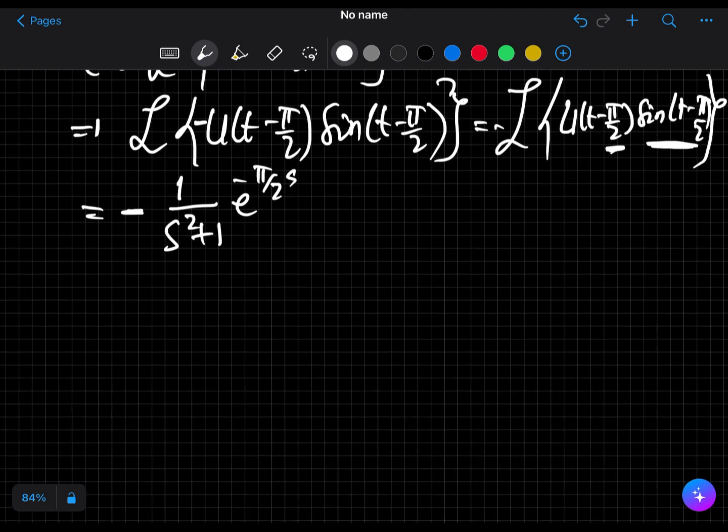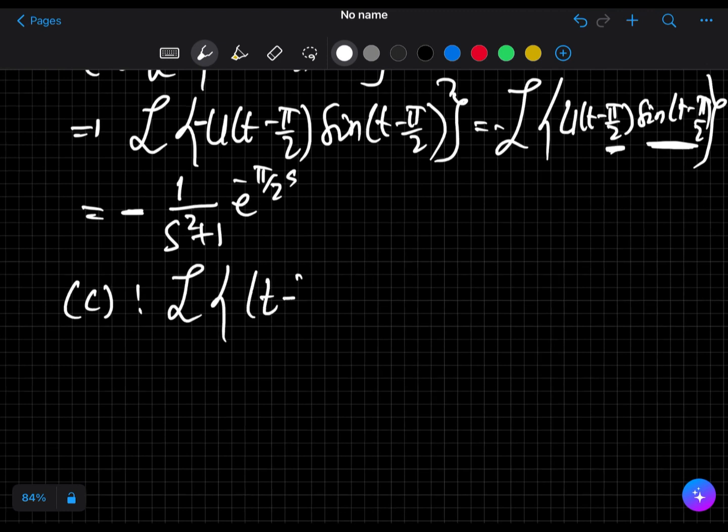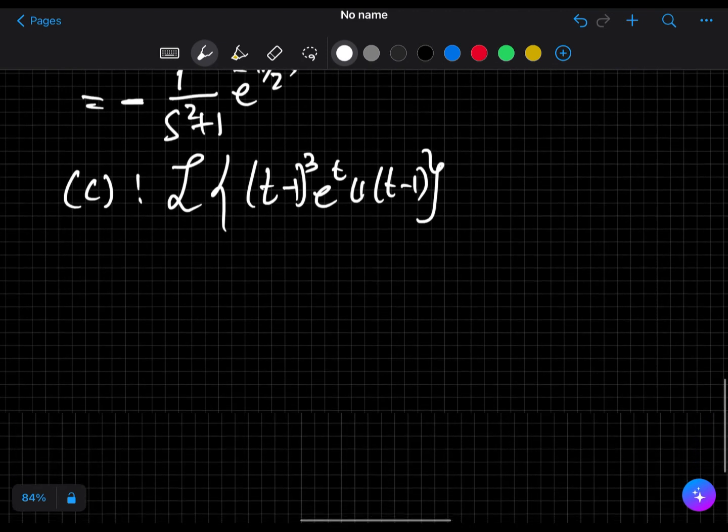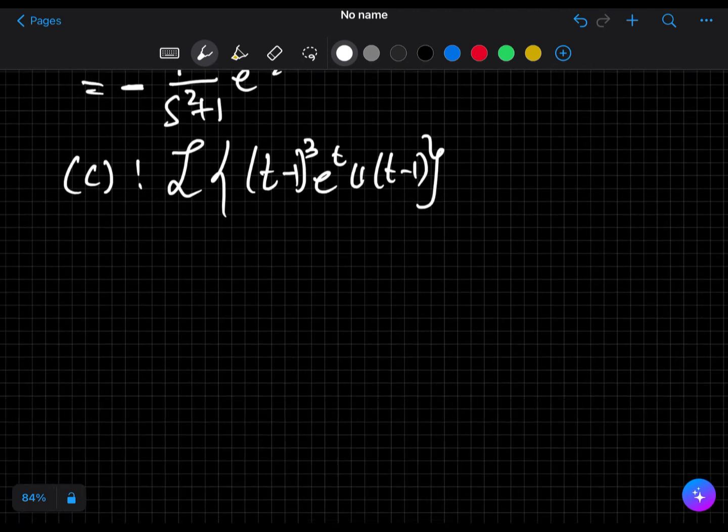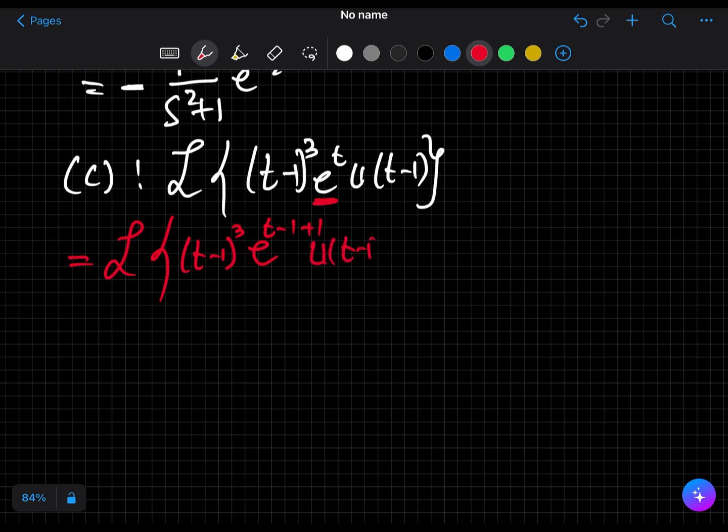So let's look at the third function. Find the Laplace transform of (t minus 1)^3 e^t u(t minus 1). So I have this here, and then I need to rewrite this equation in such a way that on this term also I have t minus 1. So how do I do that? I write e^t as e^(t minus 1 plus 1).